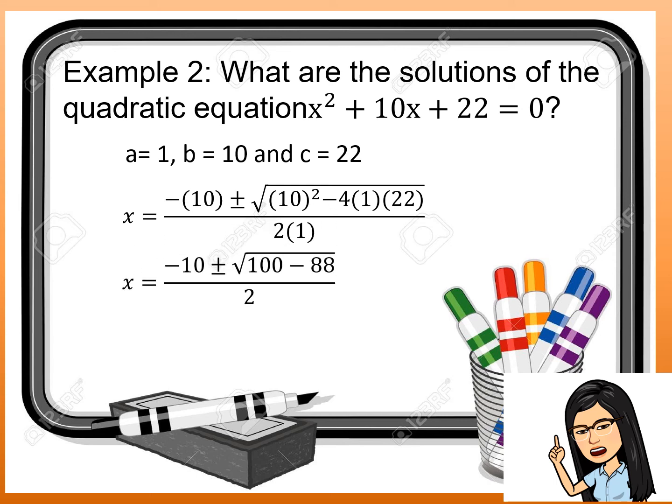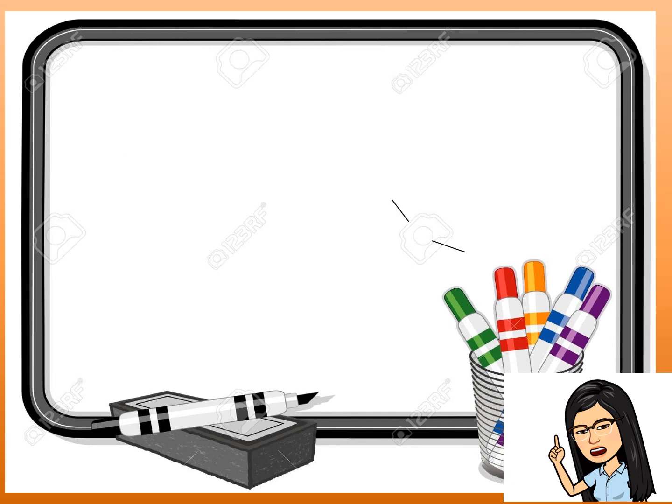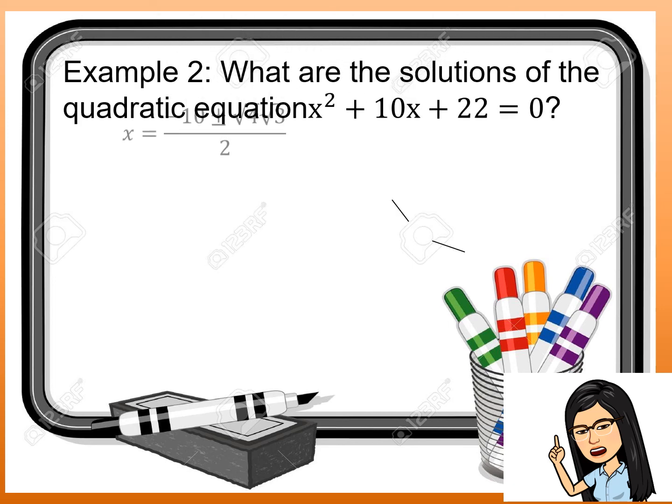The negative of 10 is negative 10. The square of 10 is 100. Negative 4 times 1 is negative 4 times 22 is negative 88. Then 2 times 1 is 2. Subtract 100 minus 88, so the answer is 12. Since 12 is not a perfect square, then it can be factored as square root of 4 times square root of 3.